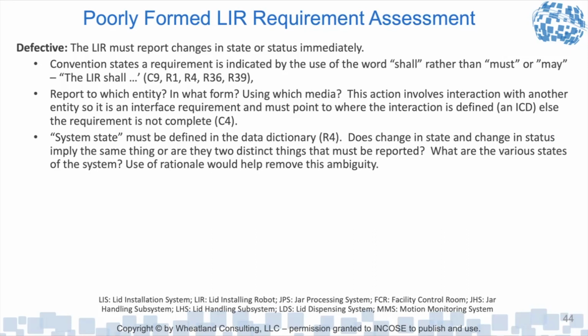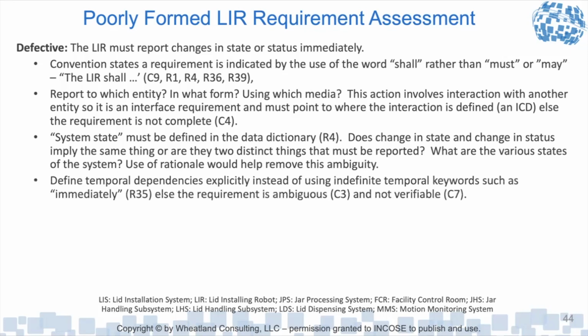Does a change in the state and a change in the status imply the same thing? Or are they two different distinct things that must be reported? What are the various states of the system? Use of rationale could help remove this ambiguity. Define temporal dependencies explicitly instead of using indefinite temporal keywords such as immediately, else the requirement is ambiguous and not verifiable.